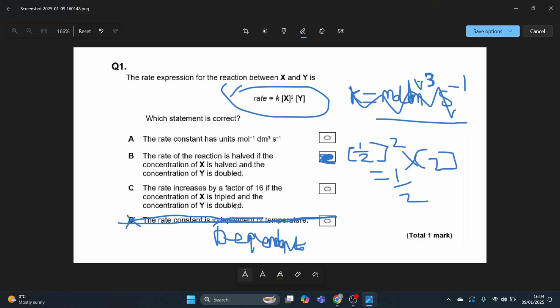If I look at C, the rate increases by a factor of 16 if the concentration of X is tripled. Well, if that's the case, then it'll be 3 squared times, and the concentration of Y is doubled, times by 2. I don't need the calculator. 3 squared is 9. 9 times by 2 is 18. So the rate will actually increase by a factor of 18. So that's false. So the answer is B.